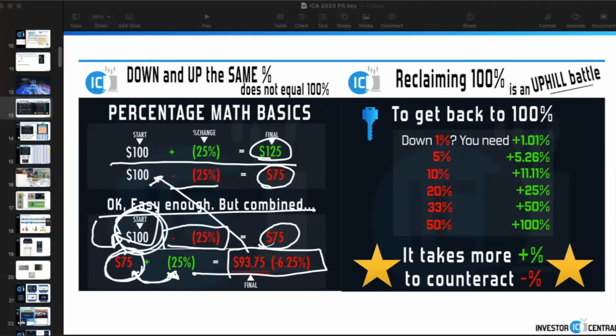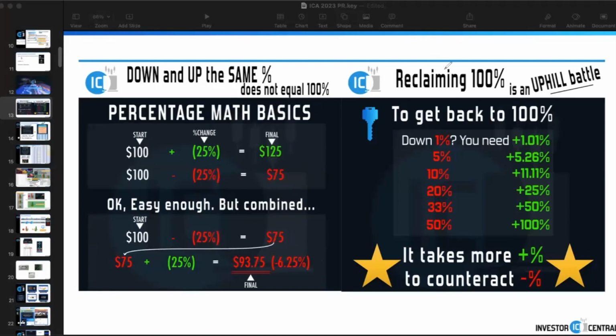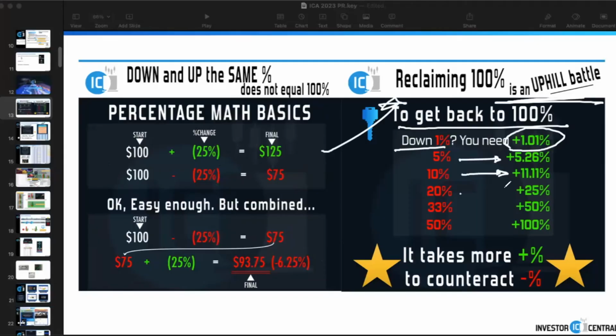Now, that's one thing about percentages, okay? Reclaiming 100% is an uphill battle. To get back to 100%, even if you're down 1%, you need to come back 1.01. But as each number gets bigger, the return gets tougher, okay?